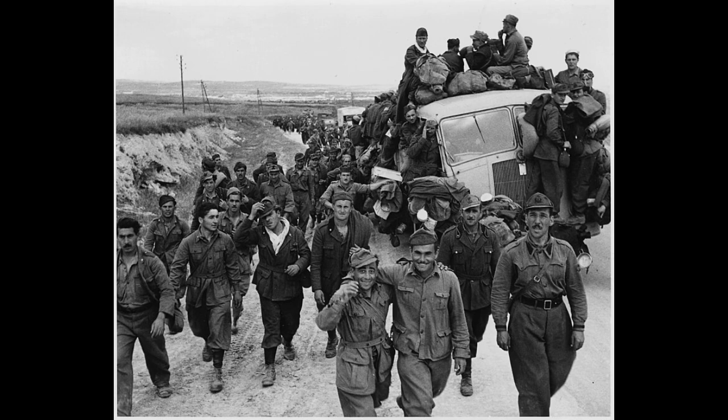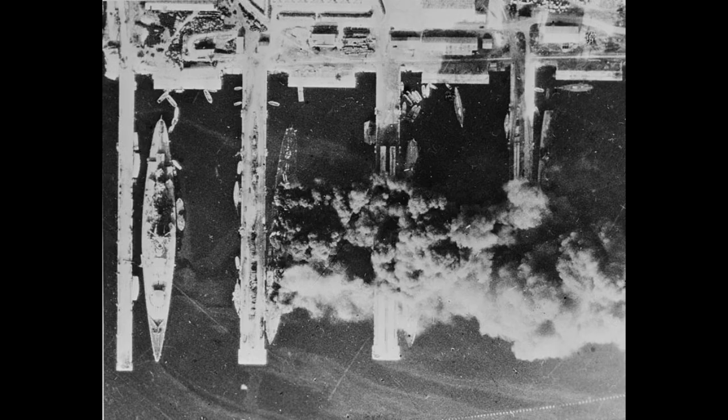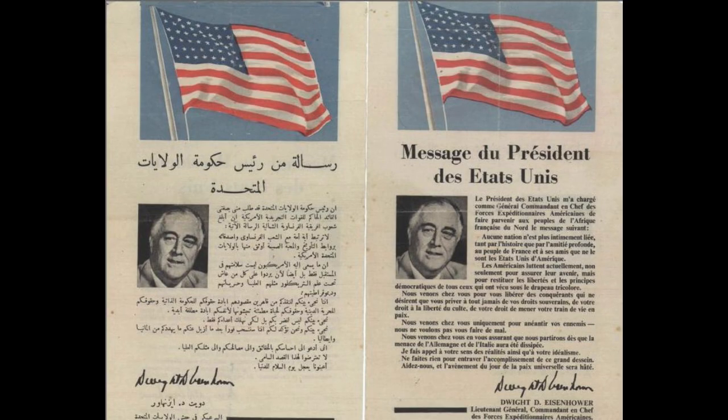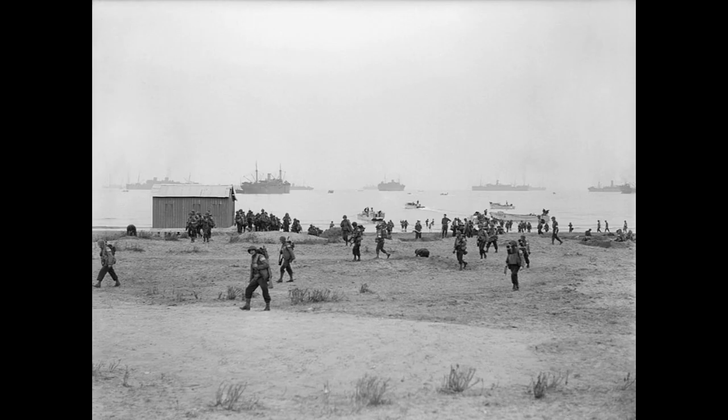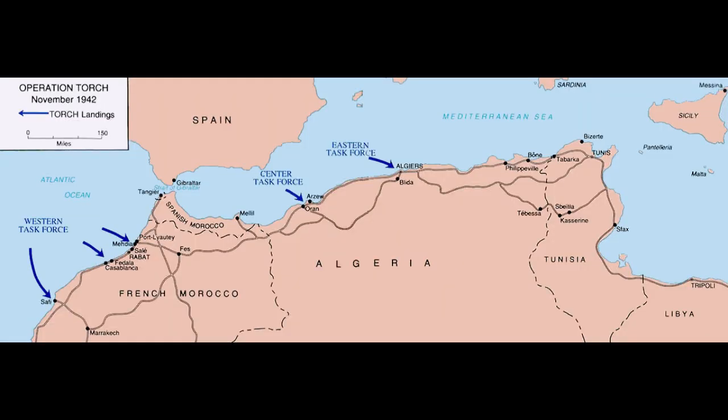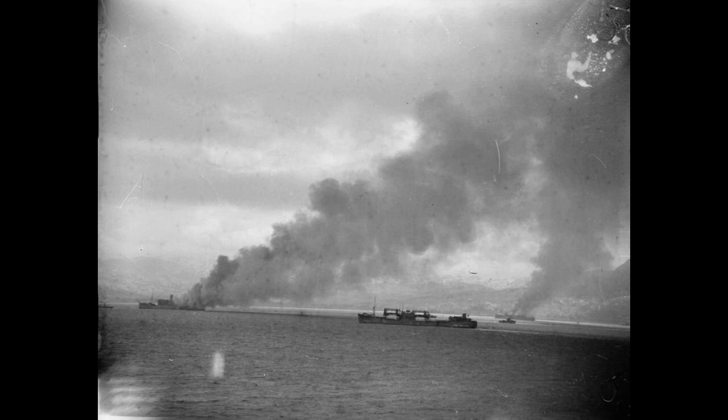Background and strategic objectives. By 1942, the Axis powers had established a significant presence in North Africa, threatening Allied control of the Mediterranean and access to Middle Eastern oil resources. The Allies, particularly the United States and the United Kingdom, sought to open a new front to alleviate pressure on Soviet forces in the Eastern Front and to prepare for future operations in Europe.